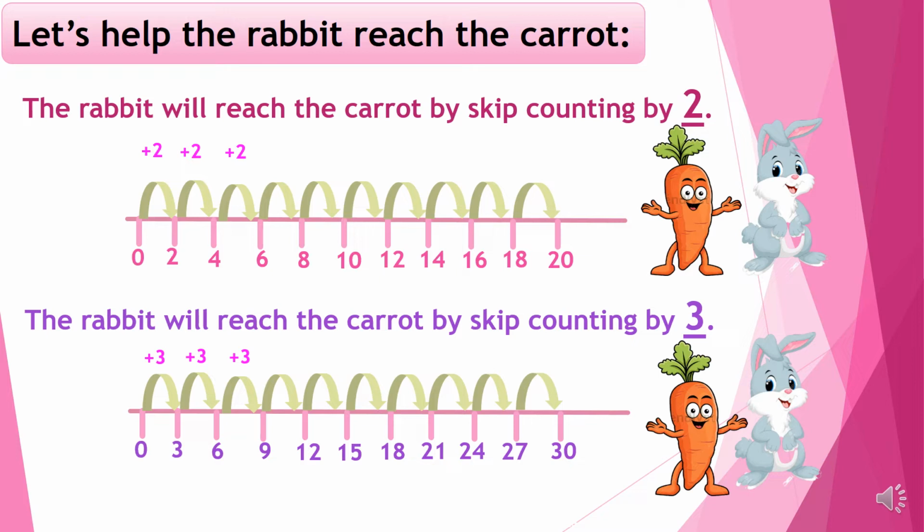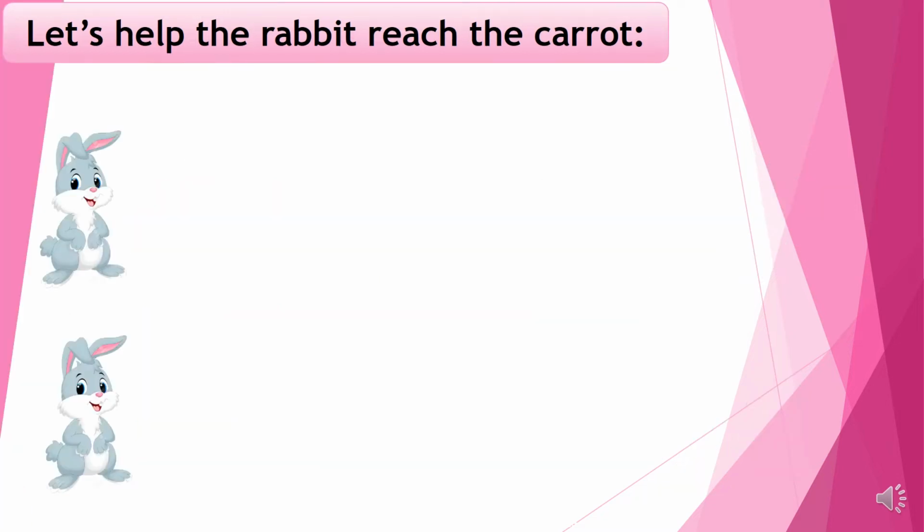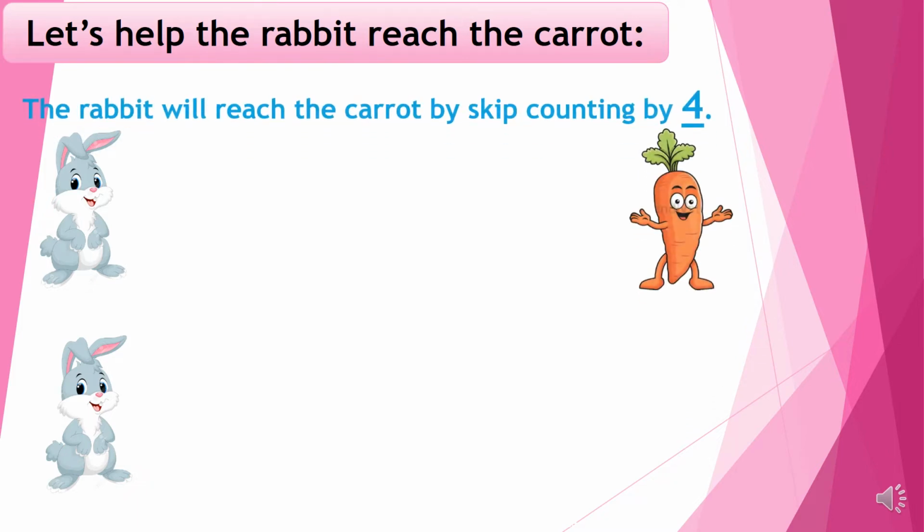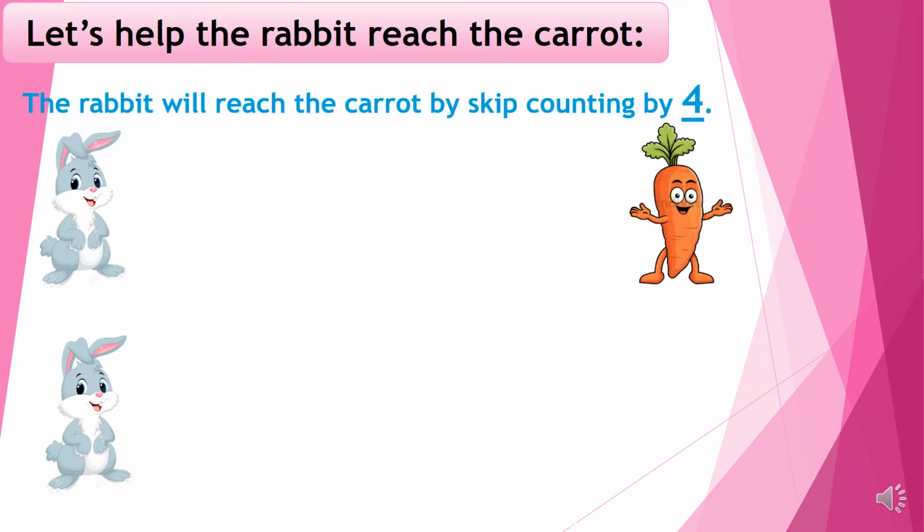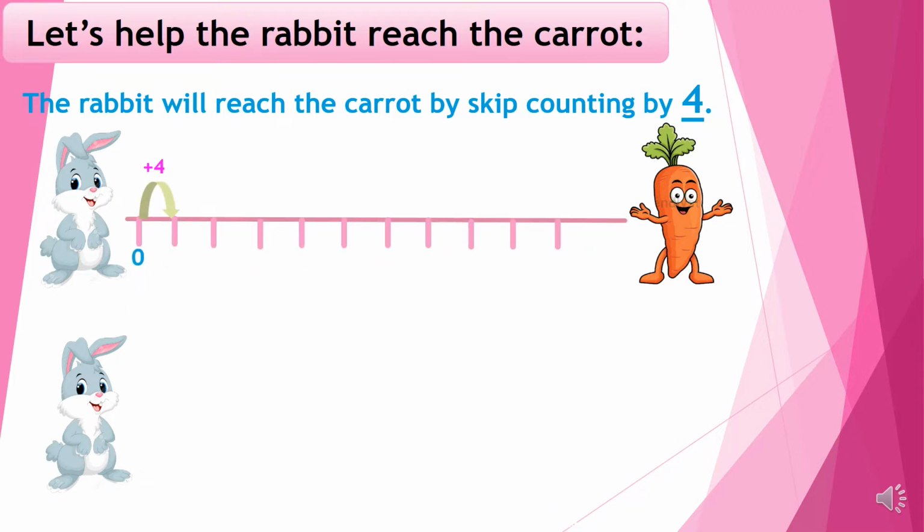Yeah, great, Bunny, you reached your carrot. Here our bunny wants to reach his carrot using skip counting by 4. So each time we will add 4. 0 plus 4, 4. 4 plus 4, 8, and so on. Okay, I'll tell you a song to help you to memorize it.